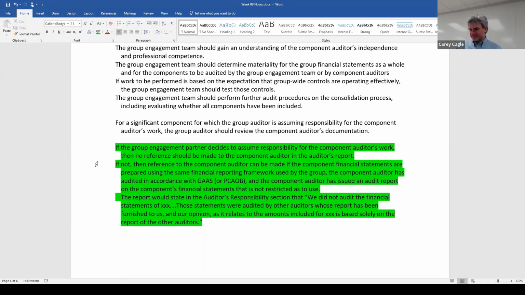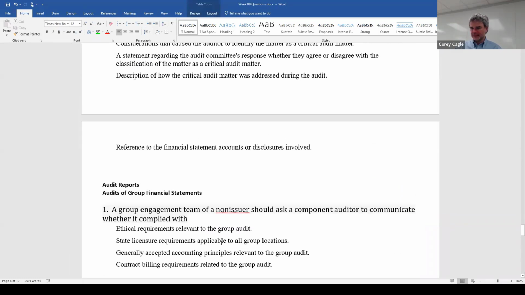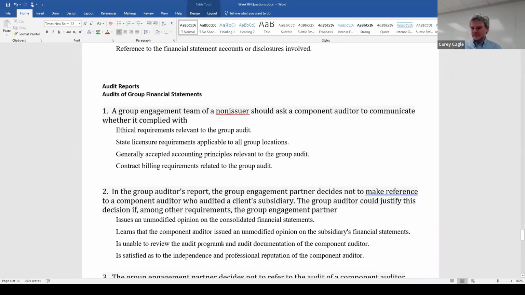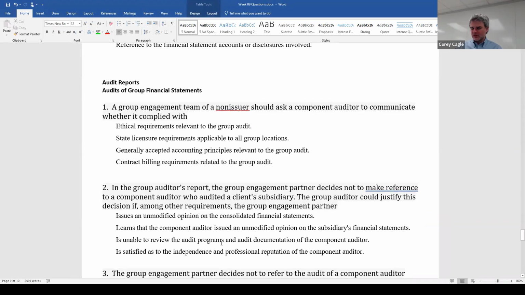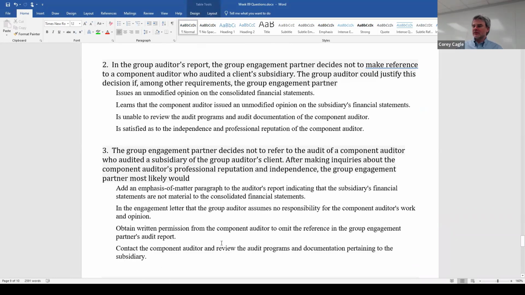Okay, that's pretty much it for that. The questions here, there were some good ones worth looking at. Number 2, because I think these questions kind of drive some good points home about referencing the auditor or not.